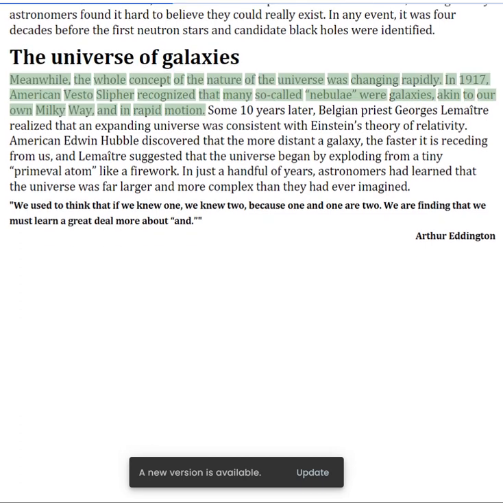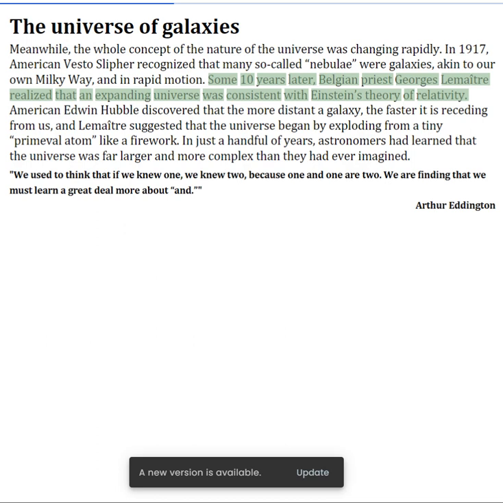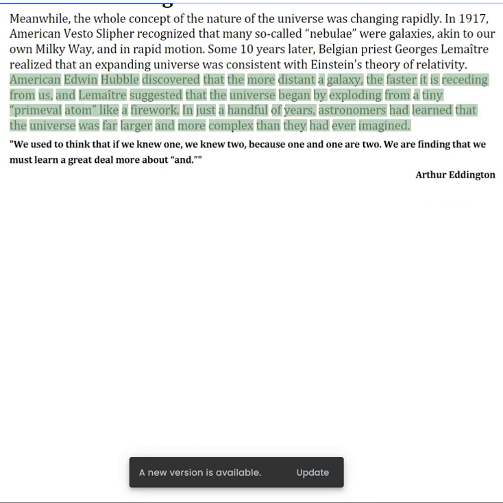Meanwhile, the whole concept of the nature of the universe was changing rapidly. In 1917, American Vesto Slipher recognized that many so-called nebulae were galaxies, akin to our own Milky Way, and in rapid motion. Some 10 years later, Belgian priest Georges Lemaitre realized that an expanding universe was consistent with Einstein's theory of relativity. American Edwin Hubble discovered that the more distant a galaxy, the faster it is receding from us, and Lemaitre suggested that the universe began by exploding from a tiny, primeval atom like a firework.